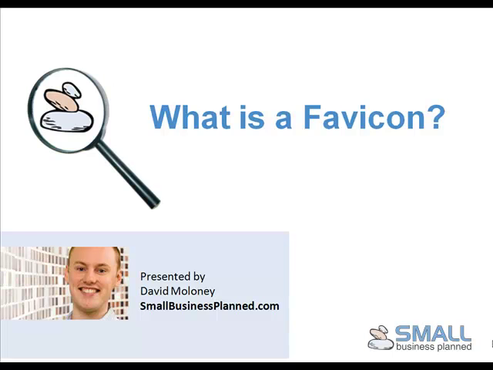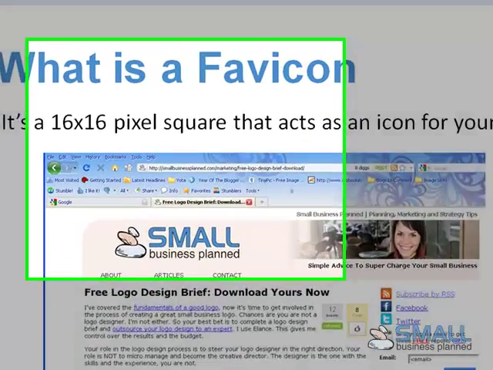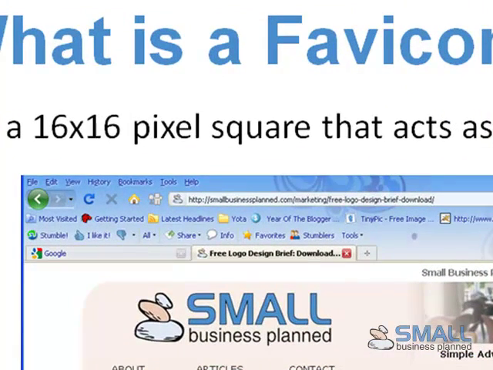Today I'm going to answer the question, what is a favicon? As you browse the internet, you've probably noticed a small site icon both beside the address bar and also at the top of each tab. This icon is known as a favicon. It's a small 16 by 16 pixel square that represents your website.